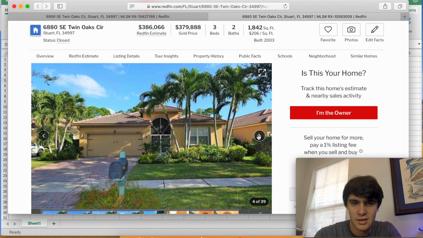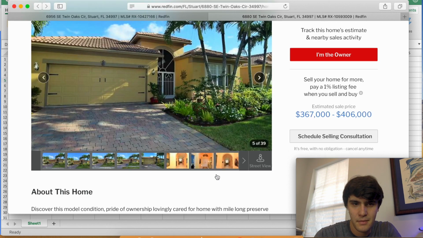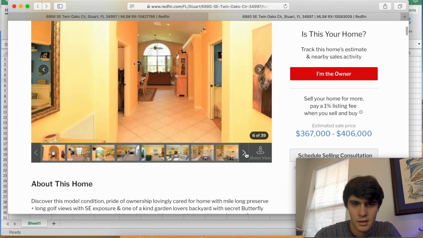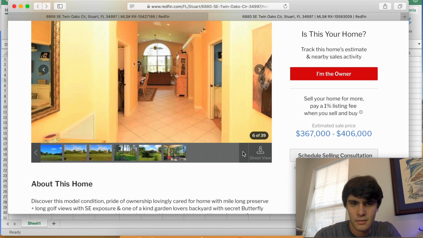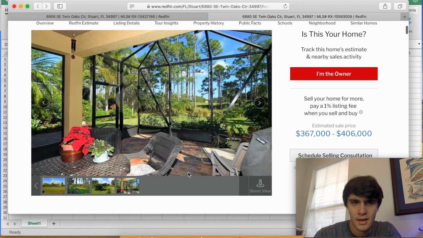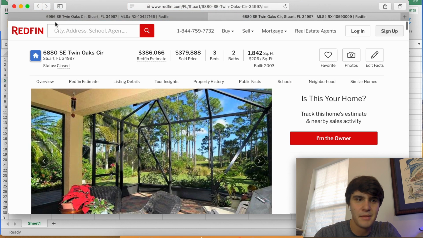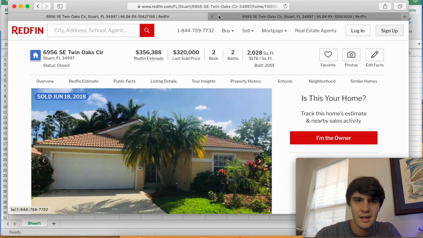And we need to check. So this one looks like... see if it has a pool. No pool. Has a screened fence. So I'm not going to use that one. It's just not similar enough.